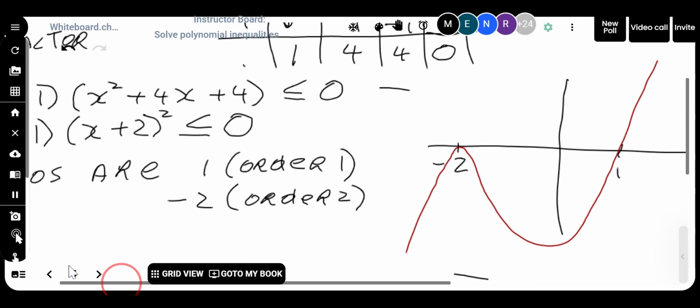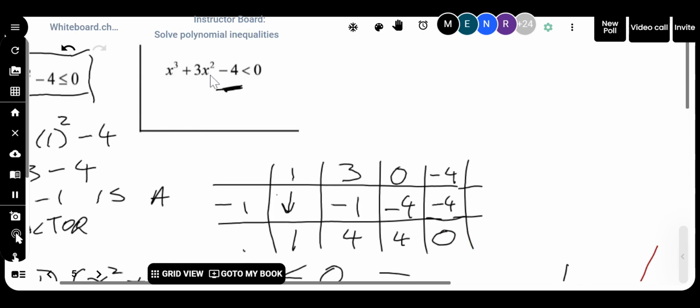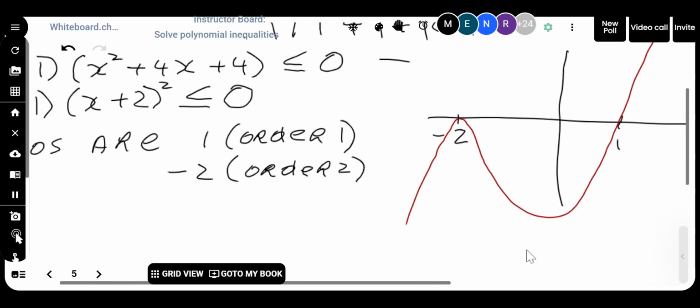Now, let's answer the question. I want you to see the graph. Here's my graph. The question was, where is this graph less than or equal to 0? We're going to use that same graph when we're answering this question later on, because it's the same function, but instead of being less than or equal to, it's now just less than. Let's get to the graph. I want to throw it out to you. Where is this graph less than or equal to 0?